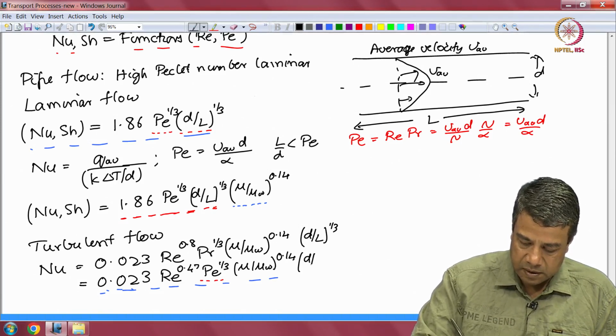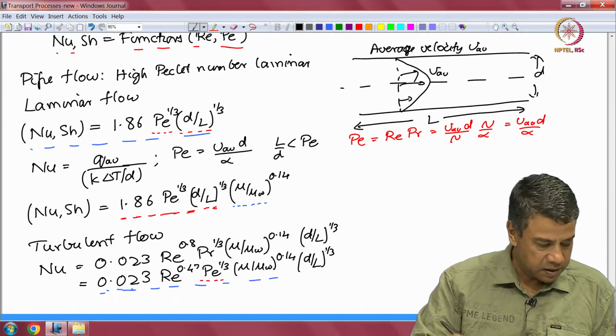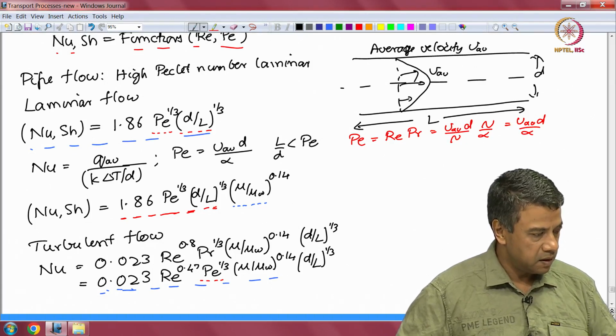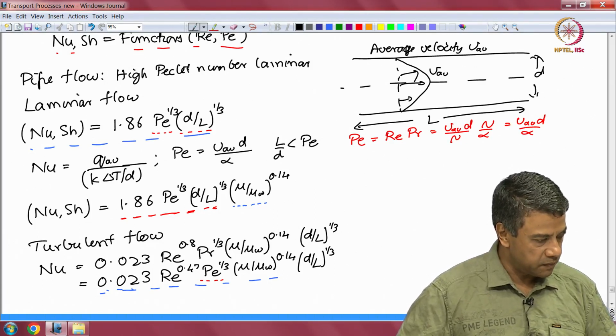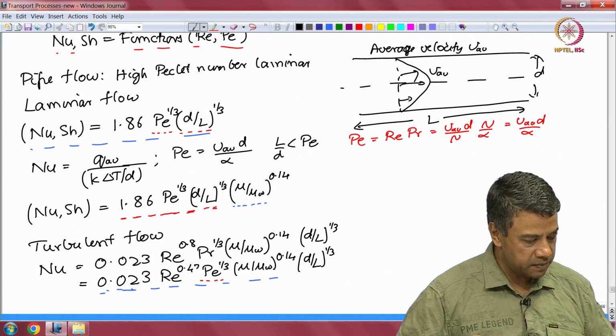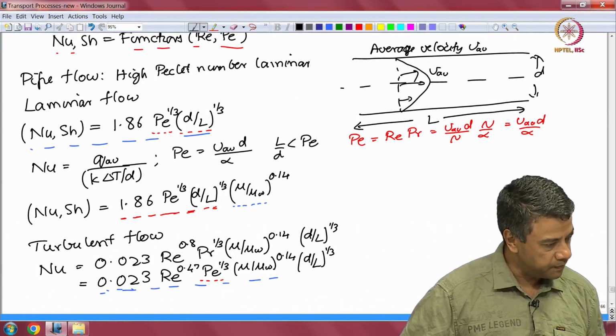This factor of d by L to the power 1/3 is present both for the low Reynolds number correlations and for the high Reynolds number turbulent flow correlations. So, kindly make that correction. That factor of d by L to the power 1/3 is present in both cases.